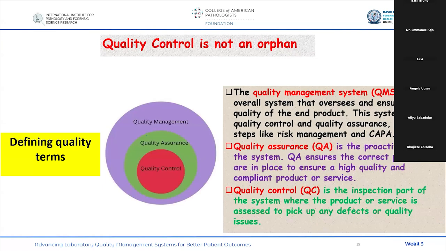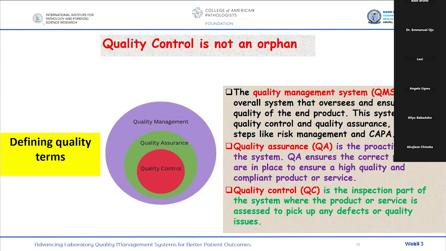So when we talk about quality control, it should not be viewed as something that is an orphan, but it exists as a part of a system. There is more to this, but for the purpose of this presentation, I've looked at quality control as an integral part of the quality assurance cycle, and both of them as part of a big quality management system.